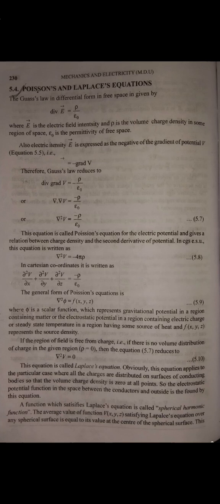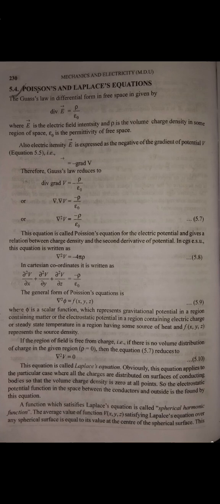In Cartesian coordinates, it is written as ∂²V/∂x² plus ∂²V/∂y² plus ∂²V/∂z² is equal to minus rho by epsilon naught. The general form of Poisson's equation is del square phi is equal to f of x, y, z, where phi is a scalar function which represents gravitational potential in a region containing matter, or the electrostatic potential in a region containing electric charge, a steady state temperature in a region having some source of heat, and f of x, y, z represents the source density.